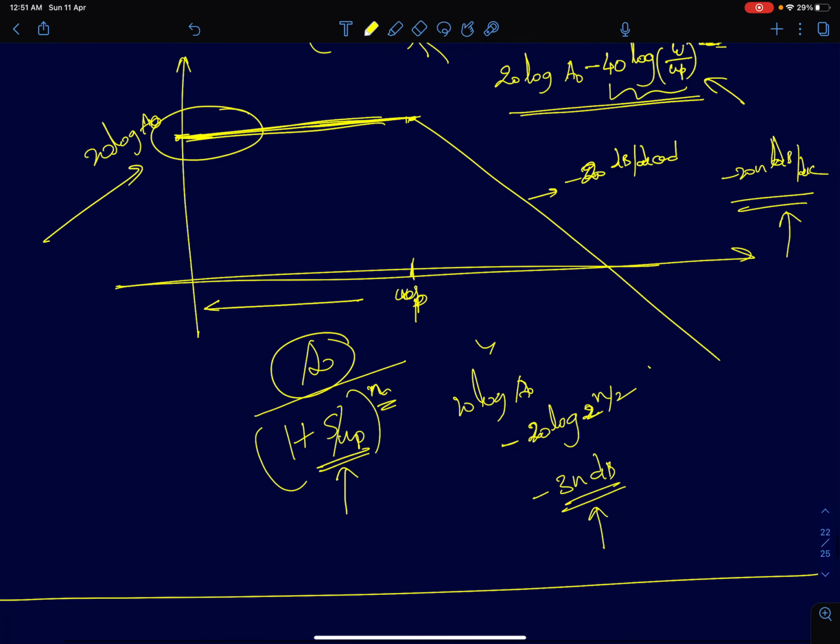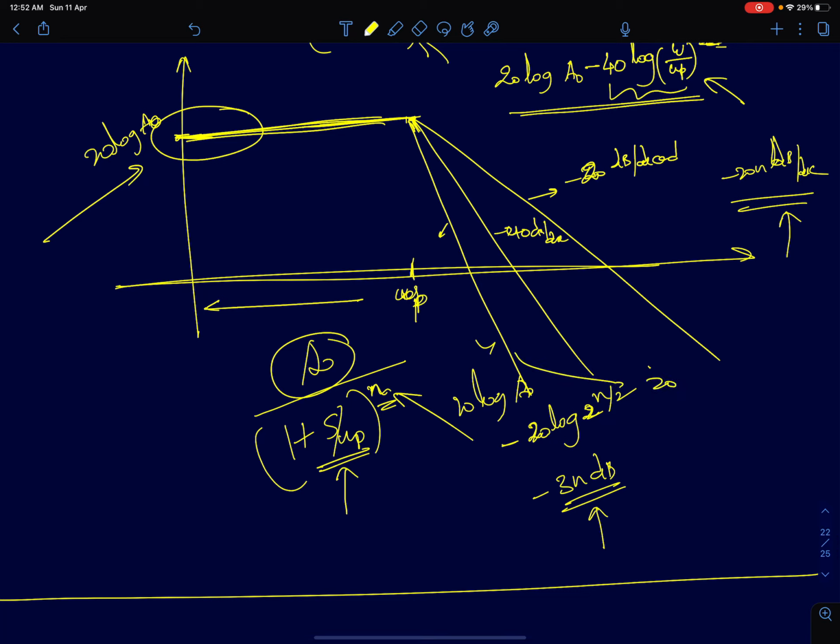Now if I take a second order system, the plot is going to look something like this. This slope is minus 20, and this slope will be minus 40 decibels per decade. If I take an nth order system, which means I have n poles at omega p, it's going to fall off with a slope of minus 20n dB per decade. It's going to fall off much faster.